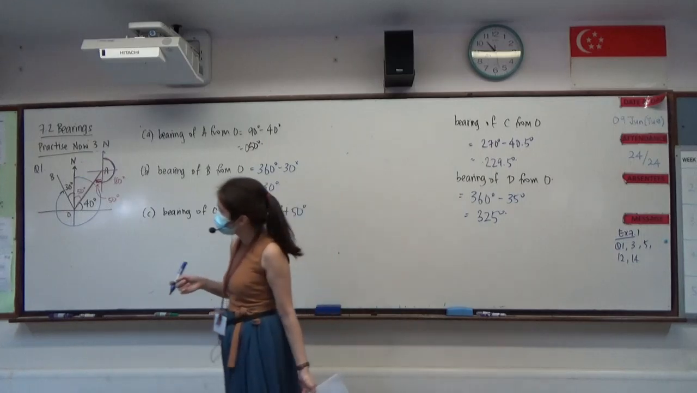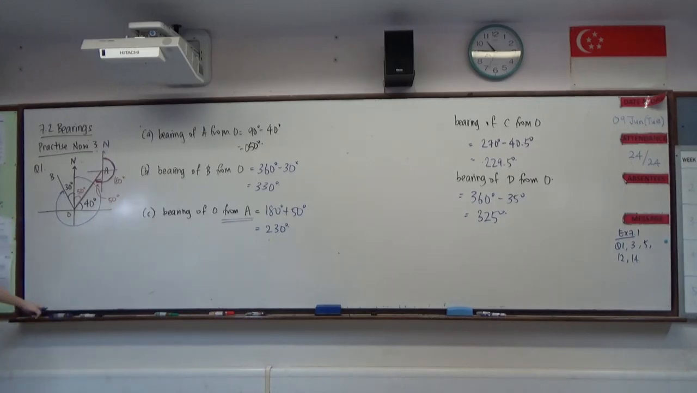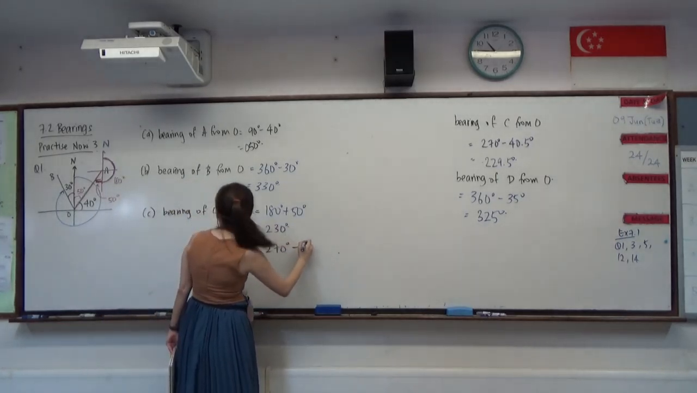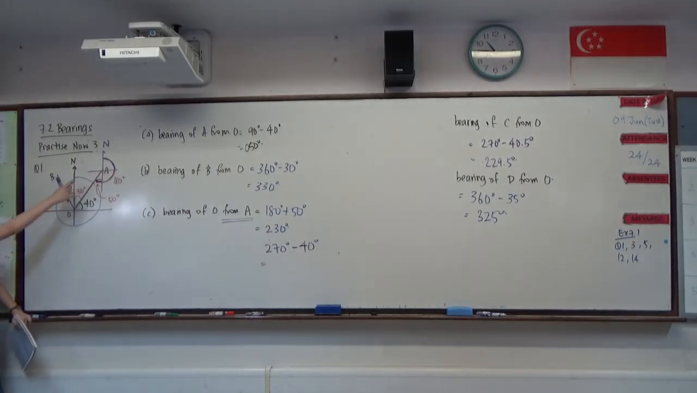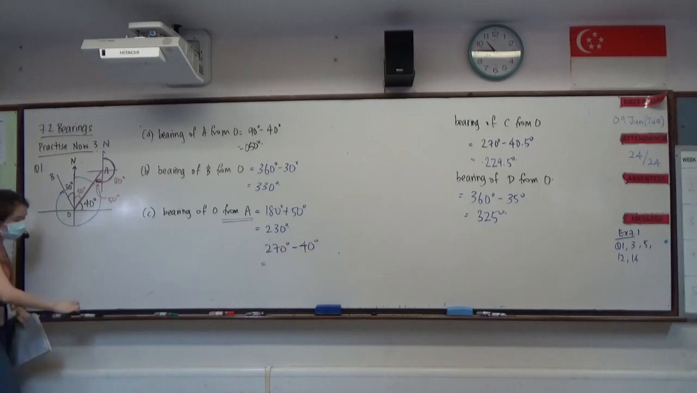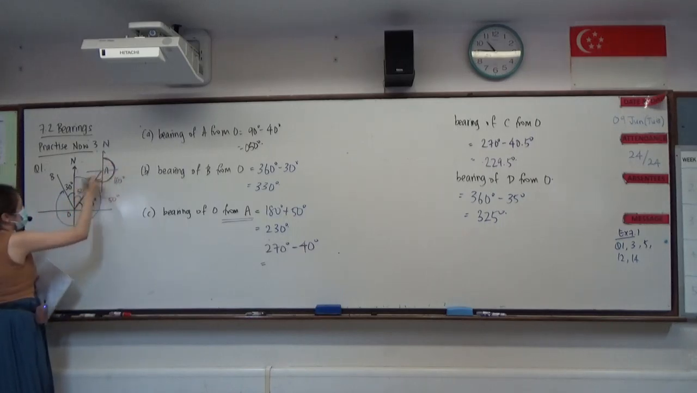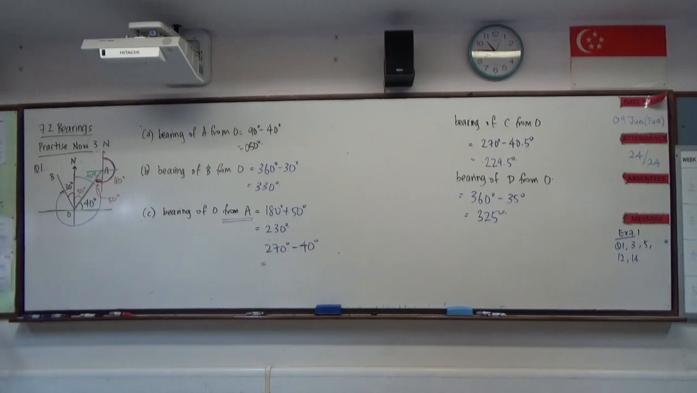Yes? 270 degrees minus 40 degrees? Yes, that's perfectly fine as well. Okay? So how did Dylan get the 270 degrees minus 40 degrees? How do you do that? Parallel lines of the east and west line, right? Okay, so we can also consider that the east and west lines are parallel. So this line here and this line are parallel. And we can observe an alternate angle here as well. So therefore, this is 40 degrees. Okay, so being familiar with your parallel line properties is going to be very important. Right, any questions?